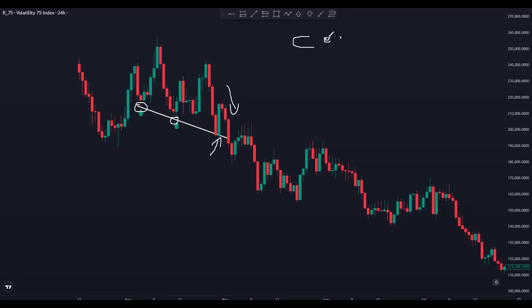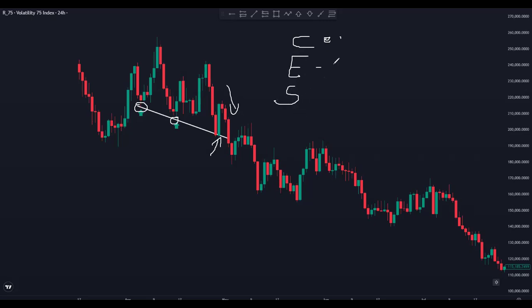If you have more confluence that you want to use, such as indicators or candlestick patterns as well, you can use them as your condition. And then you go for entry. Once my setup has met the conditions, you look for your entry. After identifying your entry, you then go for your stop loss.